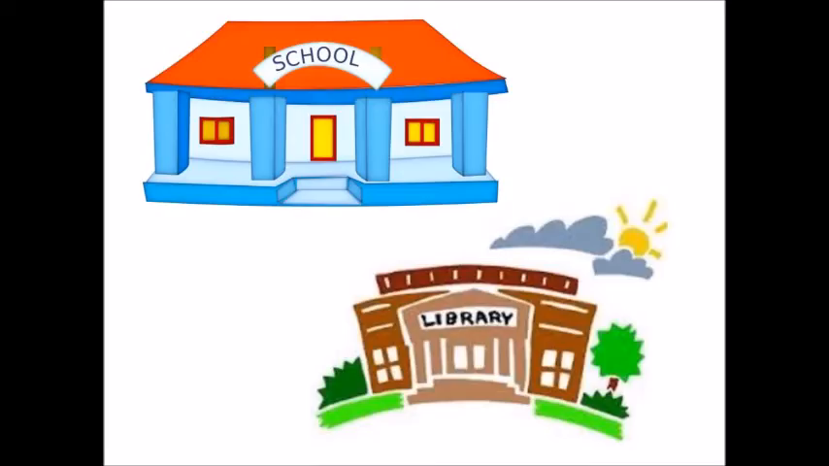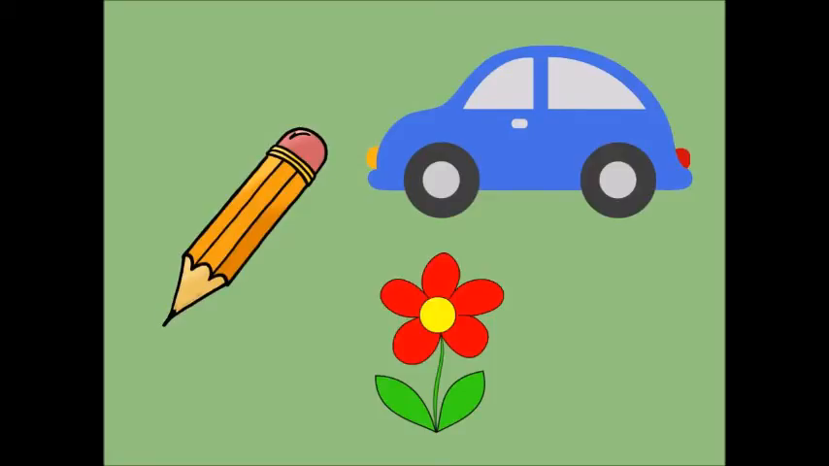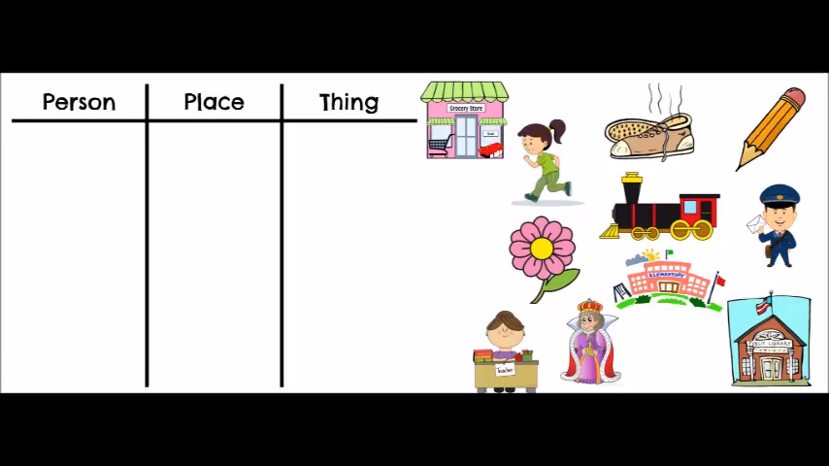A place is somewhere you can go, like school or to the public library. And a thing is something you can use, such as a pencil, or something you can hold, like a flower, or maybe even something that you can ride in, like a car. So those are all examples of things. Now we're going to take a look at our chart and begin sorting our nouns. Let's take a look at the very first picture.